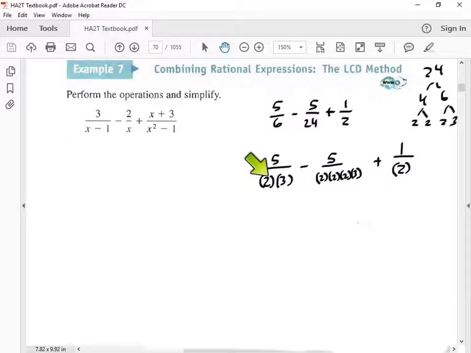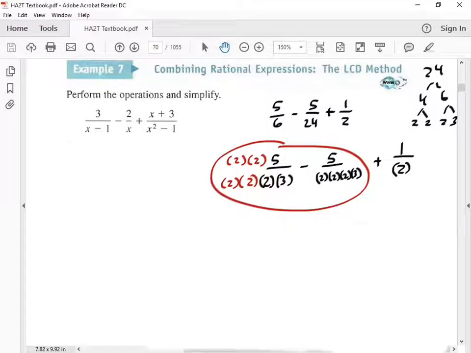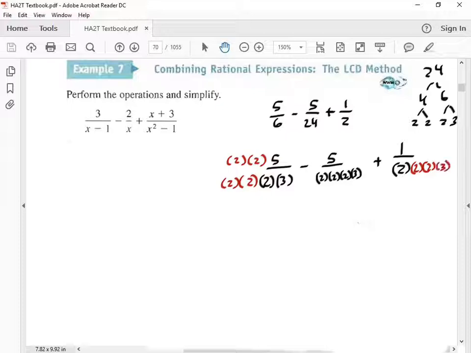So what would I have to multiply 2 and 3 by so that it equals 2 times 2 times 2 times 3? 2 times 4. Just 2 2's, right? Whatever you do to the bottom, you do to the top, right? So now these two fractions have common denominators. What about this one right here? What's this one missing? A lot more. 2 times 2, and then also a 3, right? So I go 2, 2, 3.